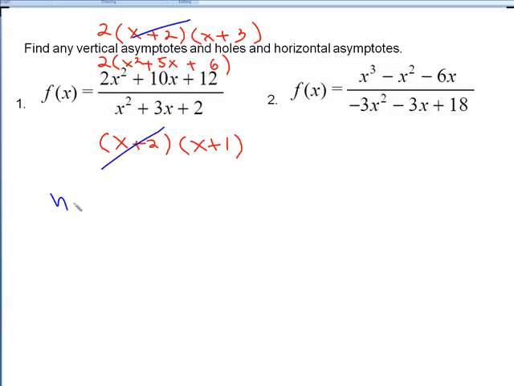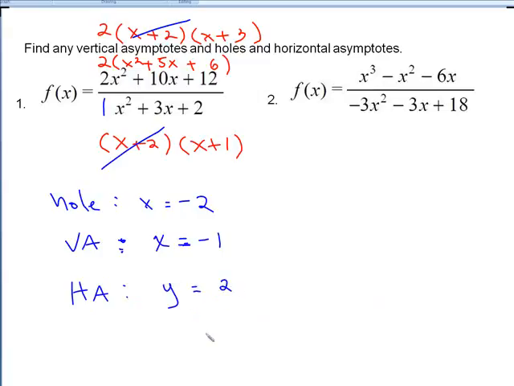If something cancels, that means we have a hole. So we will have a hole at x is equal to -2. Vertical asymptotes: what's left over on the bottom? X plus 1. So we're going to have a vertical asymptote at x is equal to -1. And then horizontal asymptotes. Let's compare the degrees. They're the same, so we're doing 2 over 1. The horizontal asymptote is the line y is equal to 2 over 1, which is just 2. Real simple, nothing difficult about that.